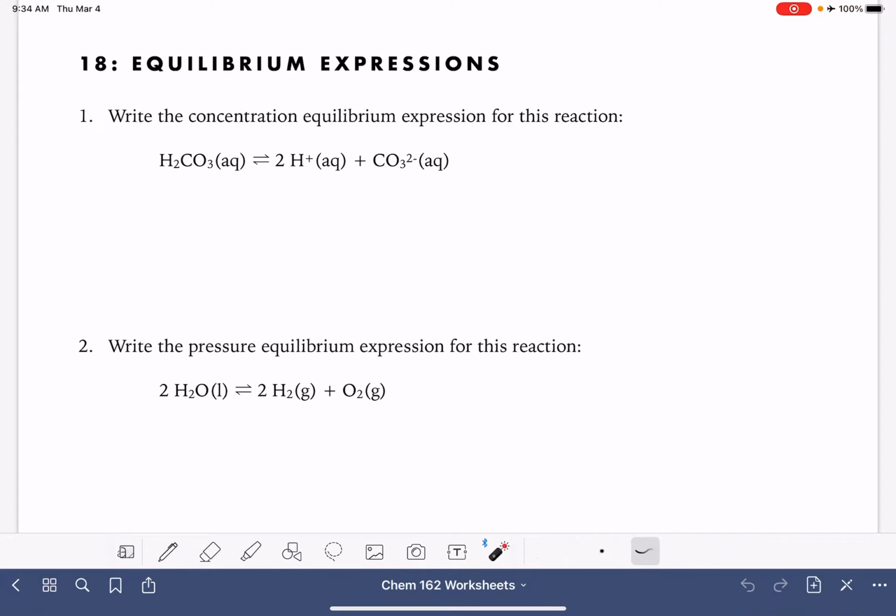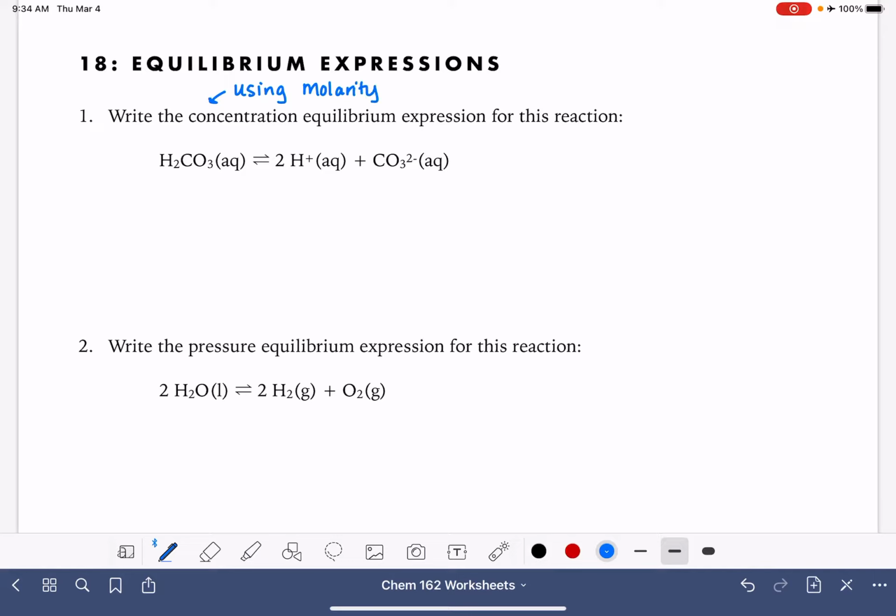On this worksheet, we're going to practice a few different problems involving writing and using equilibrium expressions. In this first problem, we're going to be writing the concentration equilibrium expression. That means that we're creating an equilibrium expression using the molarities of the solutions in the balanced equation. So concentration means that we're writing the expression using molarities.